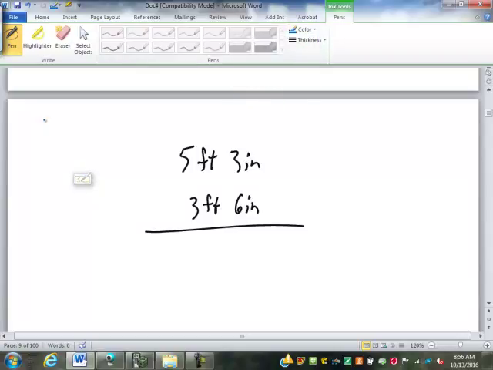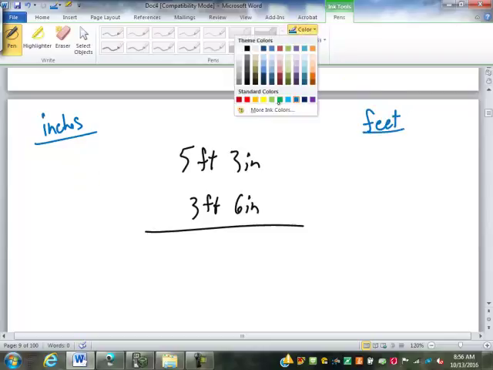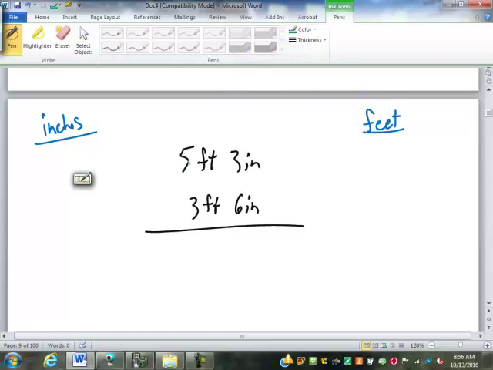So we either want to change it all into inches or all into feet. If I'm going to change this all into inches, I have to change my feet into inches. So it's 12 inches in a foot. So I'm going to take 5 times 12 is 60 plus 3. So that's 63 inches. I'm going to do 3 times 12 is 36 plus 6 is 42. So that's 42 inches.